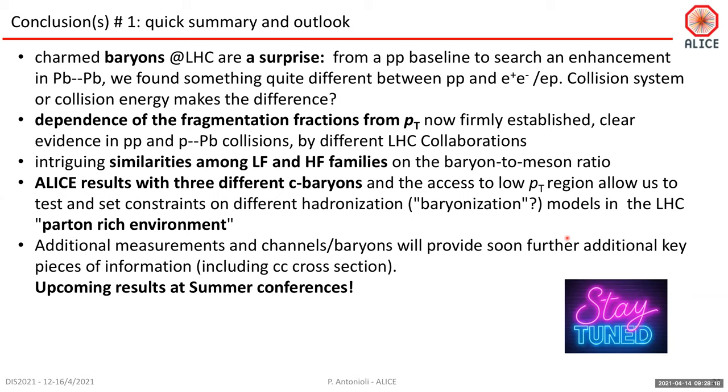The other achievement that I hope I convinced you of is that a dependence of the fragmentation fraction on pT is now firmly established, and it has been seen also by different LHC collaborations. We noted this similarity between light-flavor and heavy-flavor families, and altogether this resulted in three different charmed baryons, and we expect to have something else soon. The possibility to access the low-pT region allows us to test and set constraints on different hadronization models, but maybe it would be more correct to say to address the baryonization problem in an environment like the one at the LHC, which is a parton-rich environment.